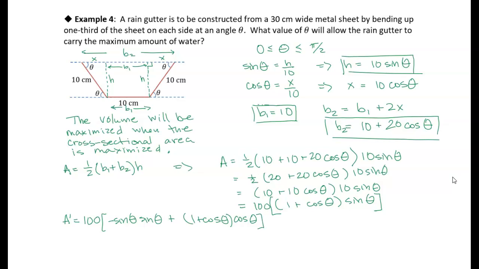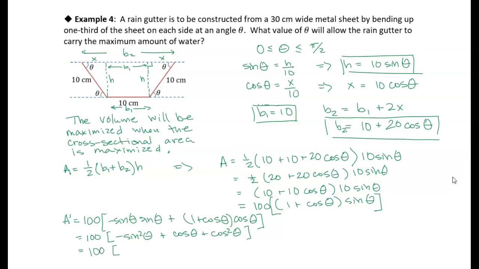All right, so now let's clean this up a little bit. I get 100 times minus sine squared theta, plus cosine theta plus cosine squared theta, just distributing that cosine. Now I've got a minus sine squared and a plus cosine squared. So it's not the Pythagorean identity. It is a double angle, but a double angle is not going to help me here.